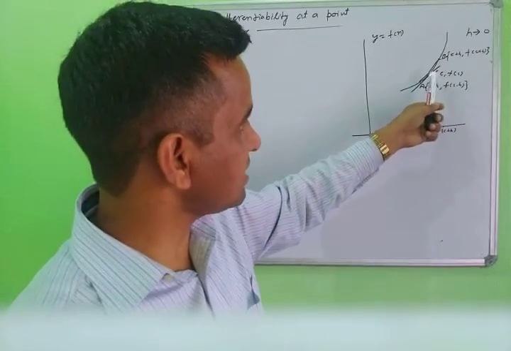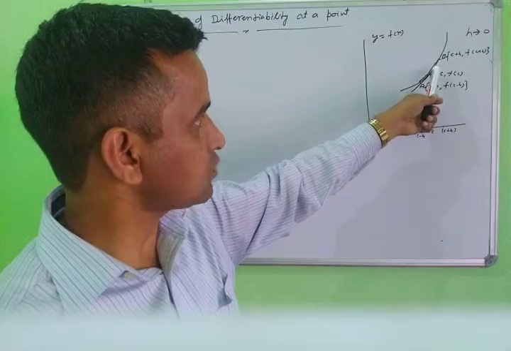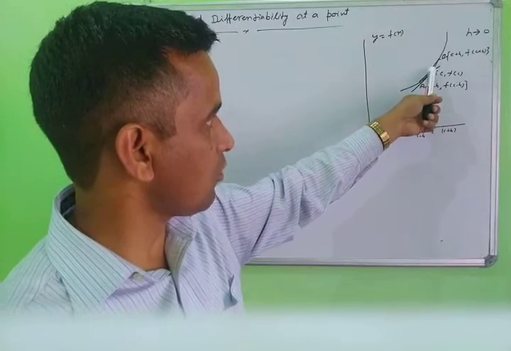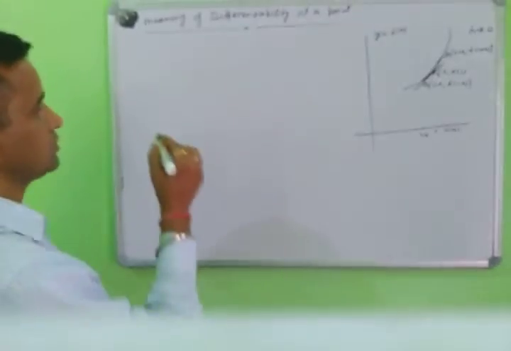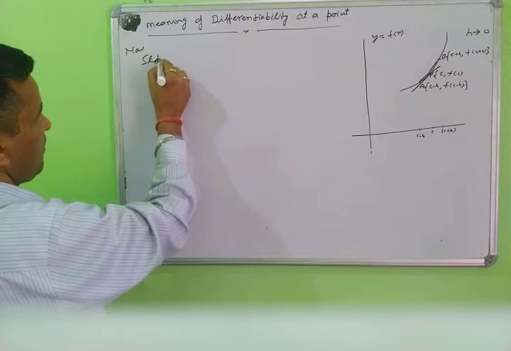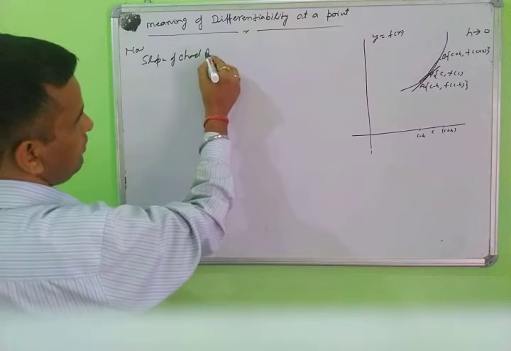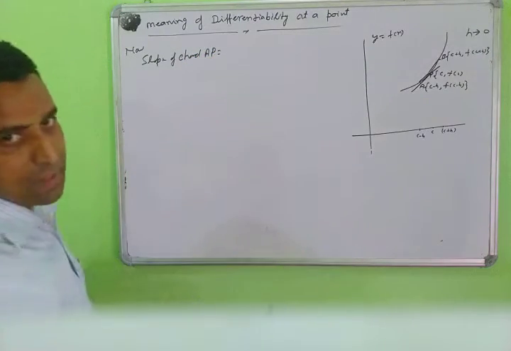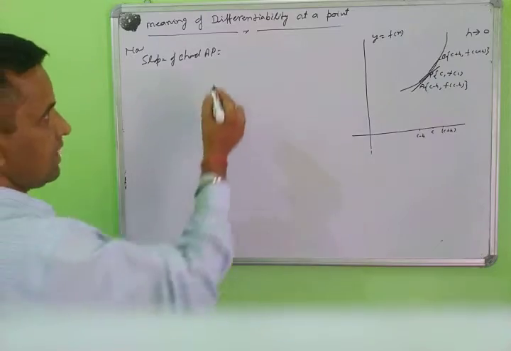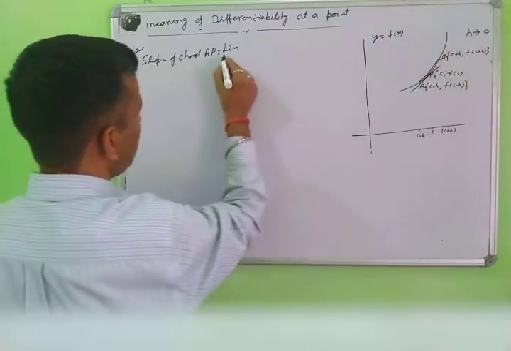Then how do we find whether the slopes are equal or not? You will find the slope of AP and the slope of BP here. So now start. Slope of chord AP is y2 minus y1 over x2 minus x1. Same identity here. Limit, what limit? h tends to 0.